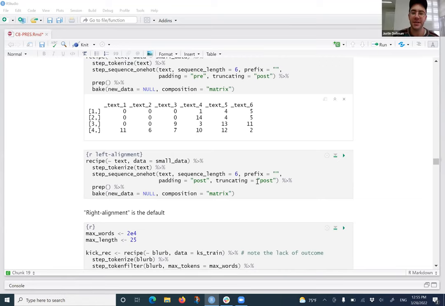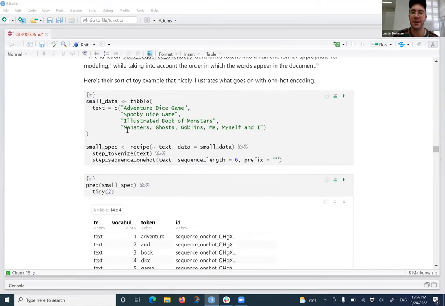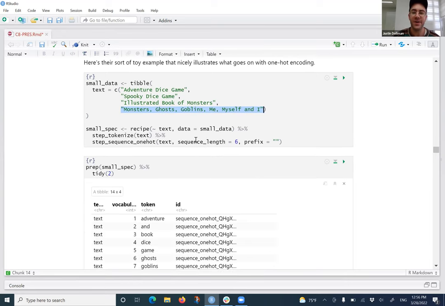I'll focus on truncating right now. Notice how in the raw, unstructured text, this last title has 7 words: monsters, ghosts, goblins, me, myself, and I. But we specified that we want a sequence length of six. So one of those words is sadly going to have to not be in the data set. Given the way these things go, it's either going to be monsters or I. We've already discussed how maybe that's not the best idea, but that's the choice we have.